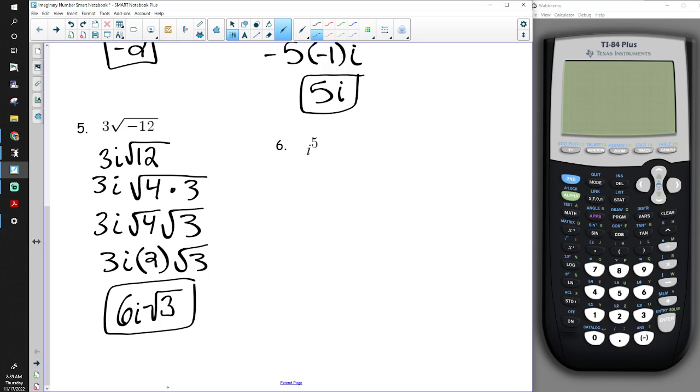Alright, number 6. i to the power of 5. How many i's are there? An i to the power of 5. 5. i times i times i times i times i. 5 i's. Okay, and the reason we're writing it out this way is because every 2 i's are going to turn into a negative 1. So we're going to make some groups.